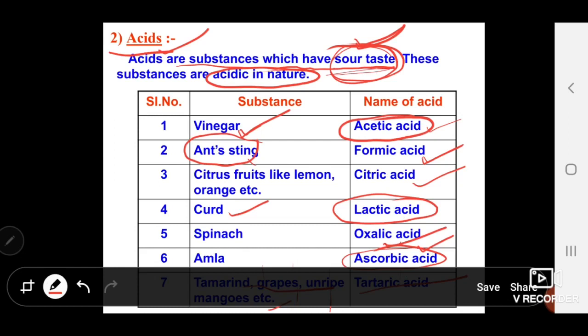I hope you understood the introduction to acids and bases and a little information related to acids.